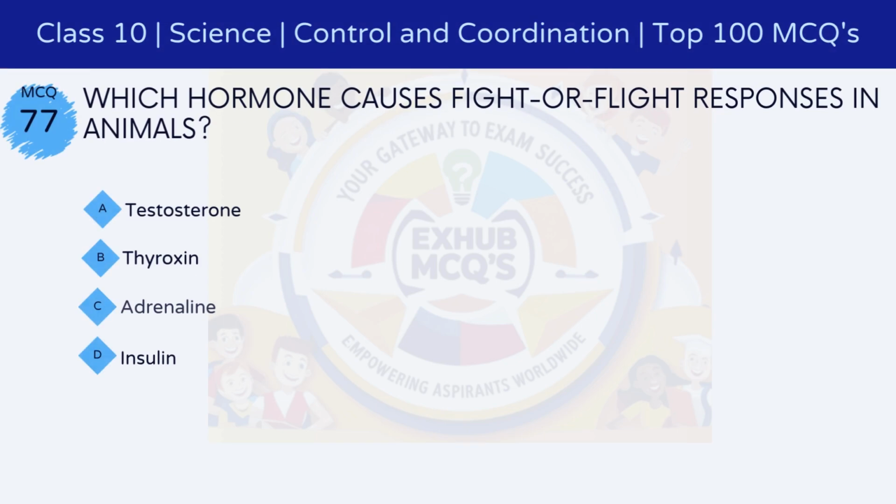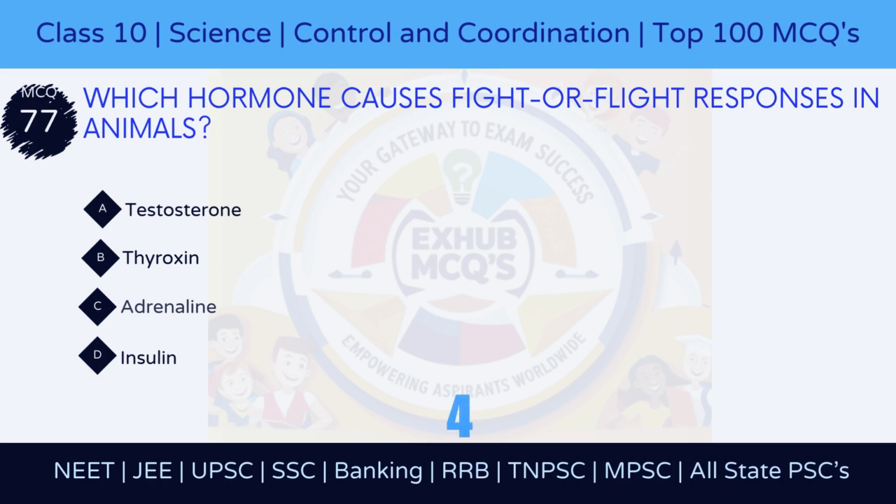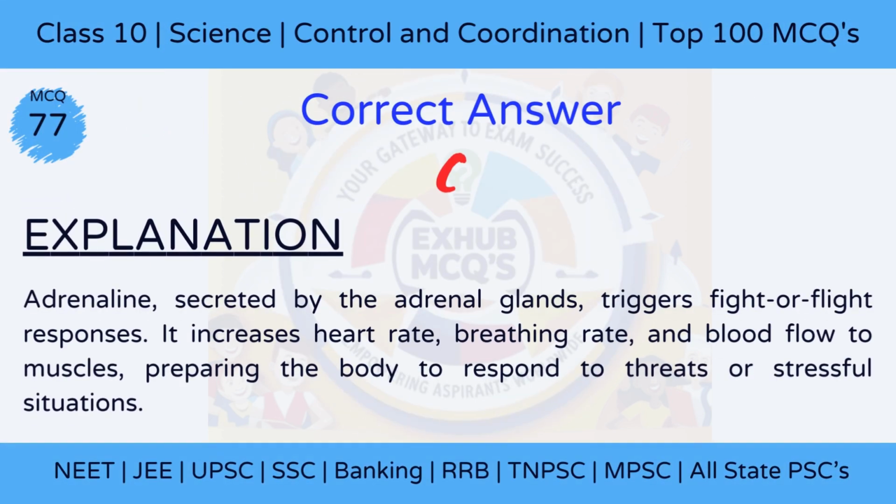MCQ 77. Which hormone causes fight or flight responses in animals? Option A, testosterone. Option B, thyroxine. Option C, adrenaline. Option D, insulin. The correct answer is option C, adrenaline.